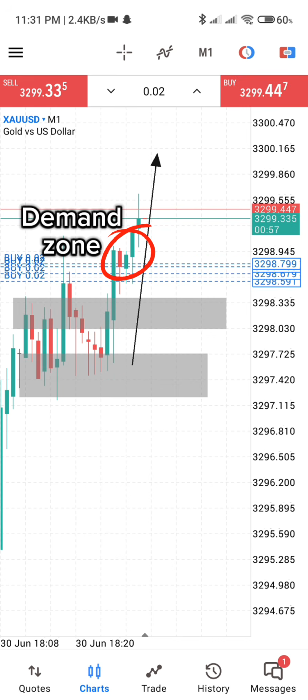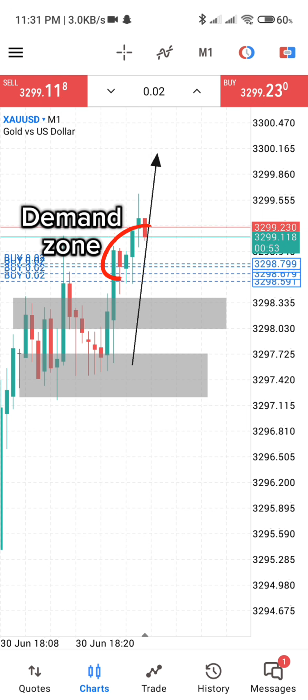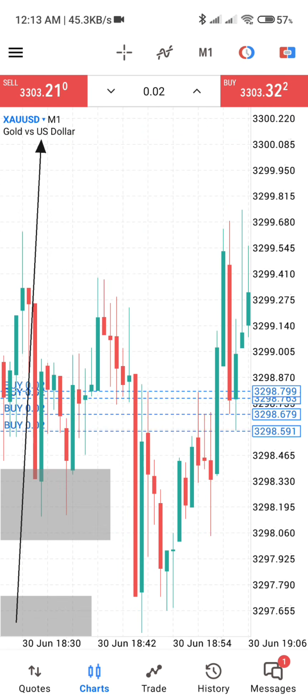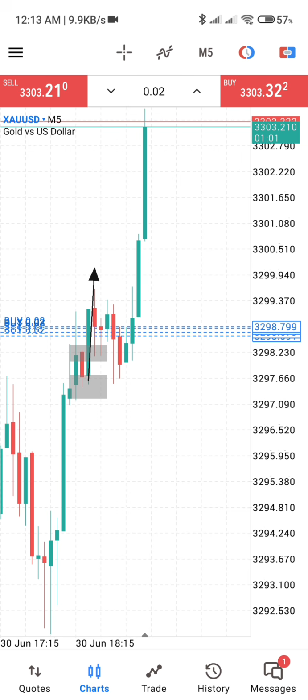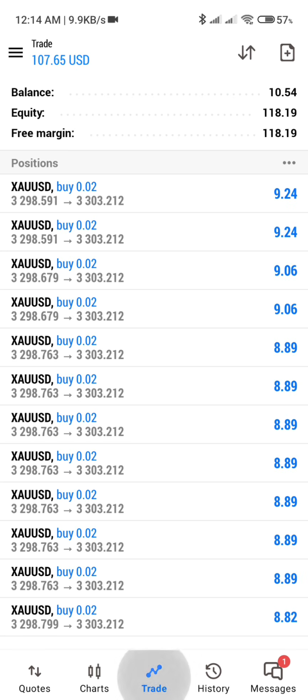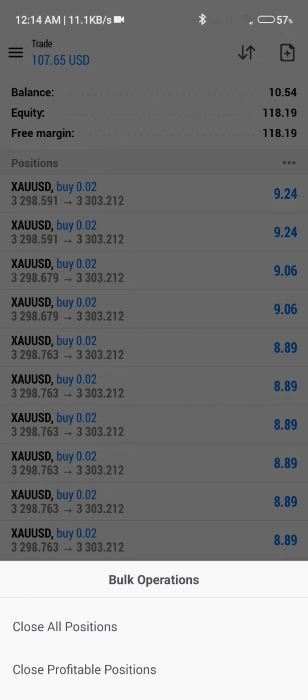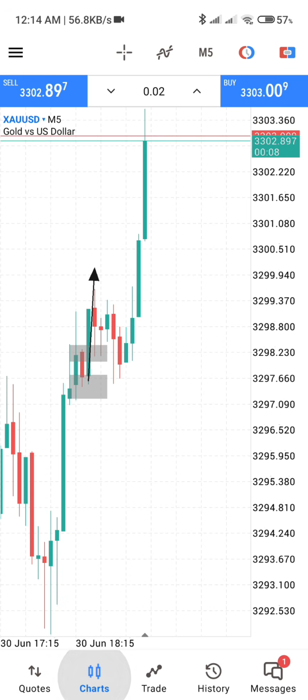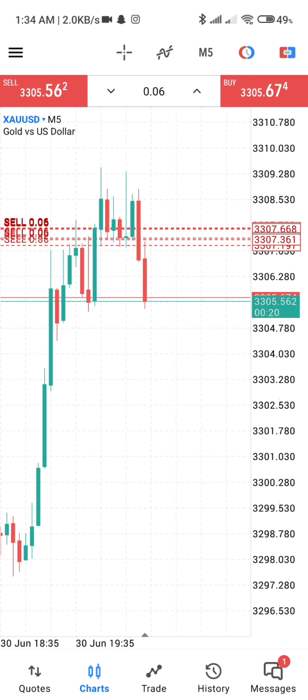By the way, price made demand zone also. So that's a good confirmation that price can retest this zone or demand zone. So it can fly anytime. Yes, that's what I am talking about. So price made a good fly here, and we can close our first trade here. So now we can wait for our second trade.